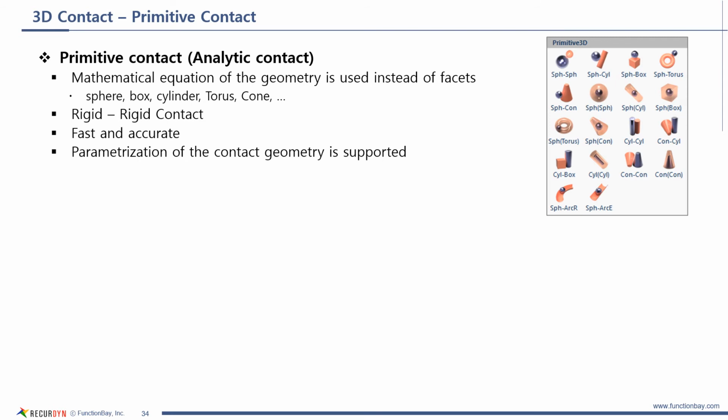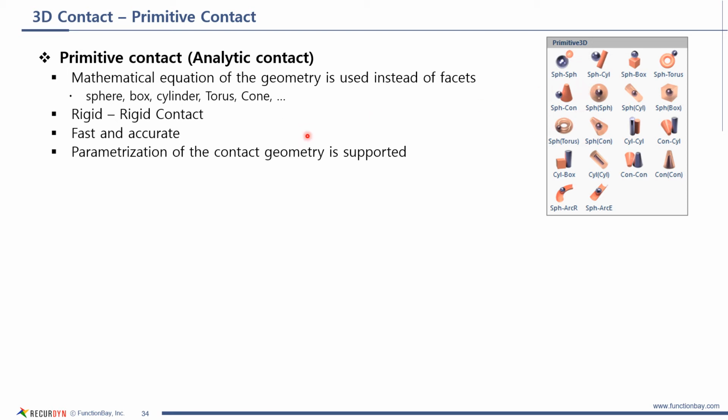Second, primitive contact. It is also called analytic contact. For primitive contact, mathematical equation of the geometry is used instead of the facets. So it is much faster and more accurate than general 3D contact. But general surface cannot use this analytic contact. As you can see, there are many kinds of primitive contacts in RecurDyn. It is very useful if you can use these primitive contacts appropriately.